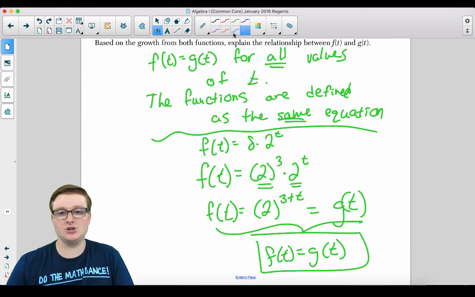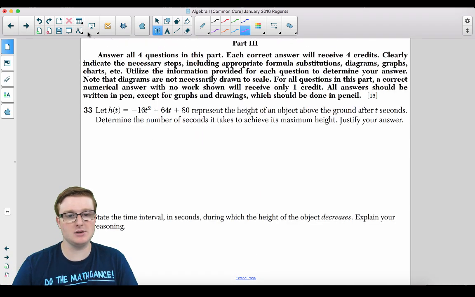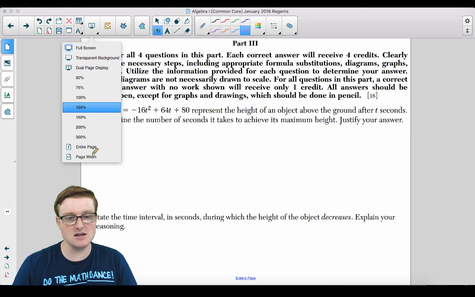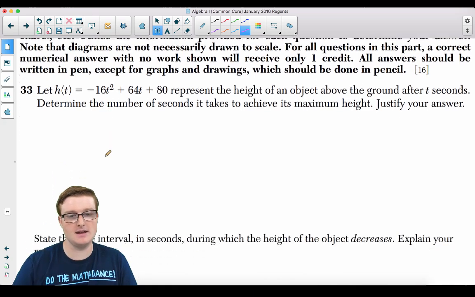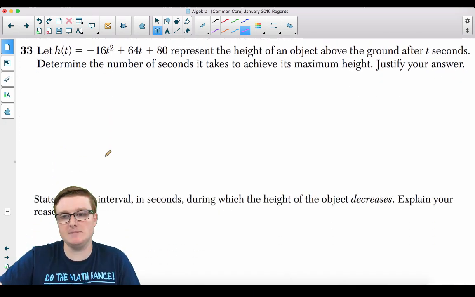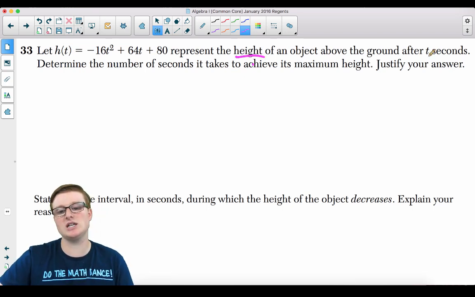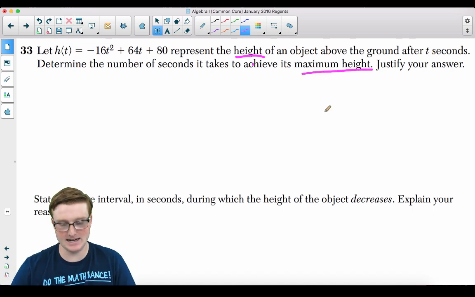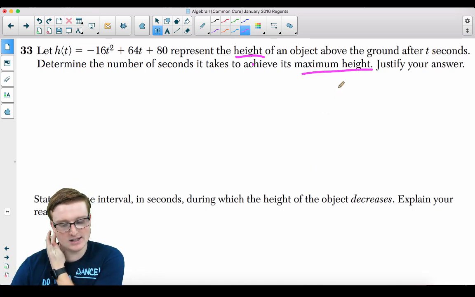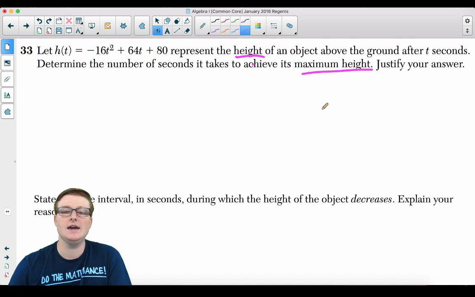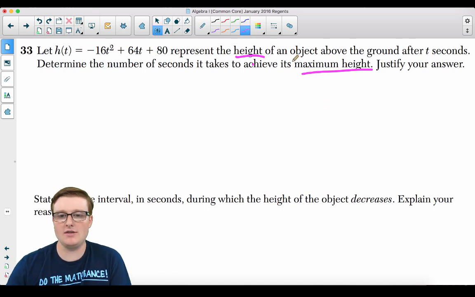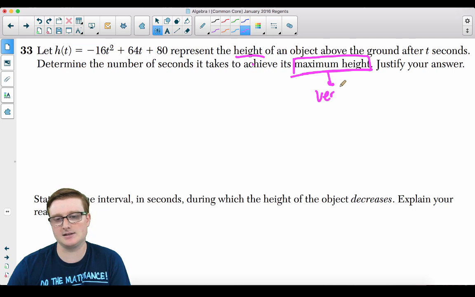All right, moving on to the part 3s. The part 3s, here we go. Let h of t equal negative 16t squared plus 64t plus 80 represent the height of an object above the ground after t seconds. Determine the number of seconds it takes to achieve its maximum height, and then it says justify your answer. Okay. You need to know that the maximum height is the vertex.